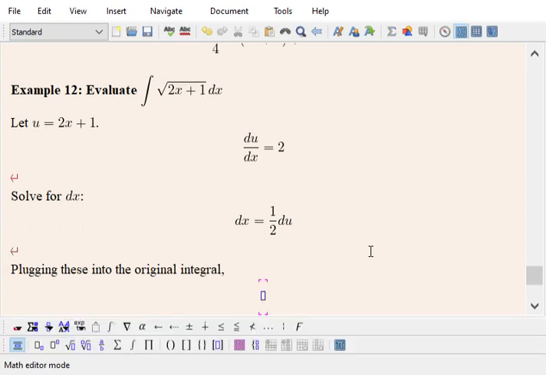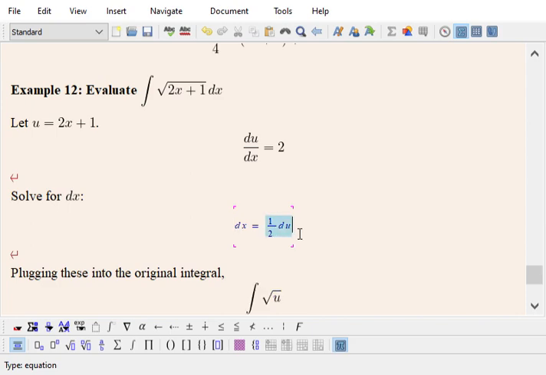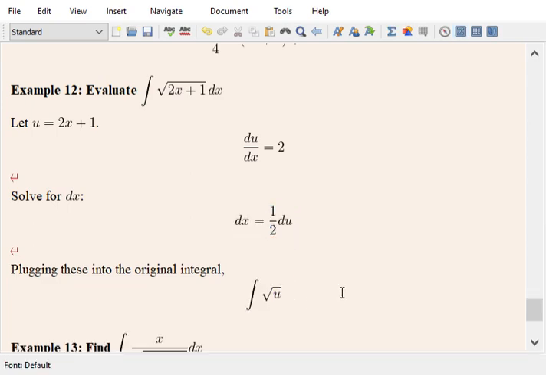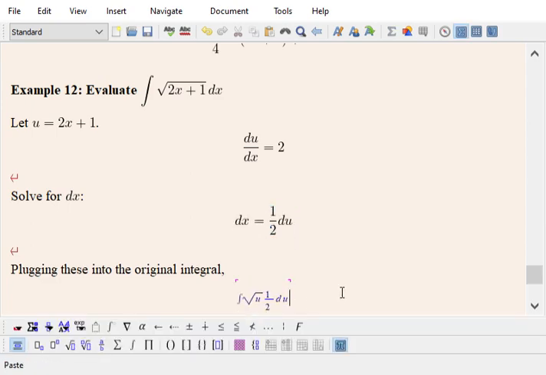So let's plug this data into the original integral. And what do we have? So we've got the integral of the square root of u, right? 2x plus 1 is all just u now. And then dx has been replaced with 1/2 du. And in fact, this 1/2, let's just go ahead and pull it out, because that's a constant.